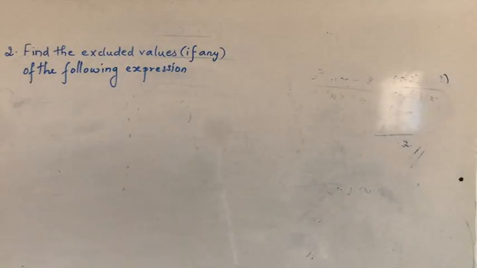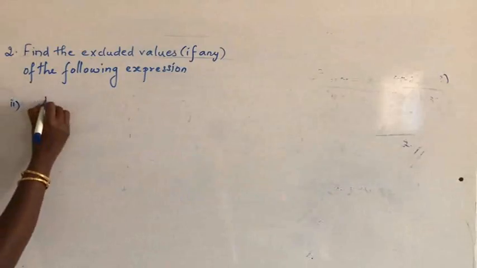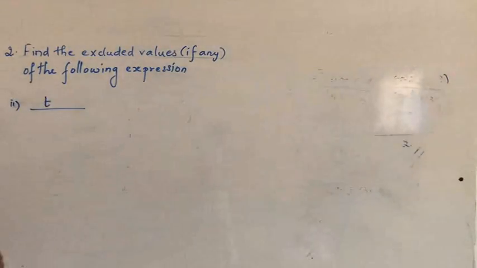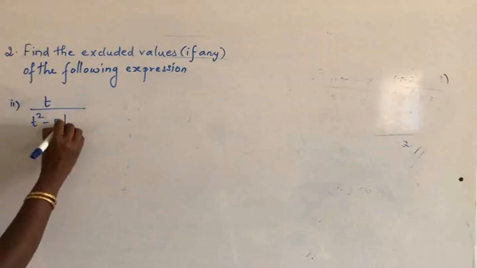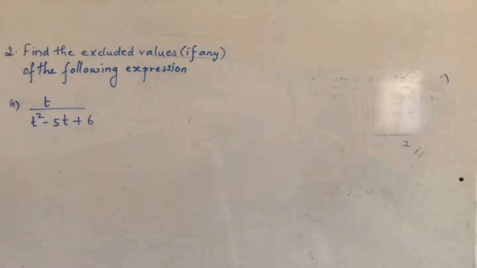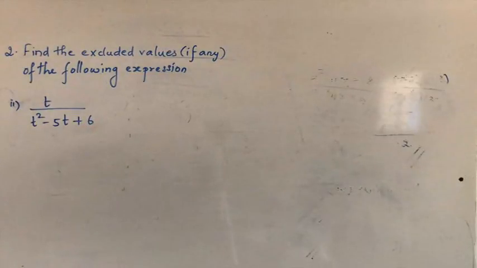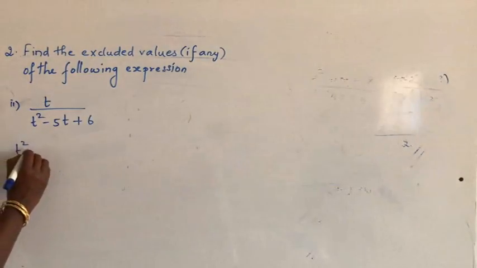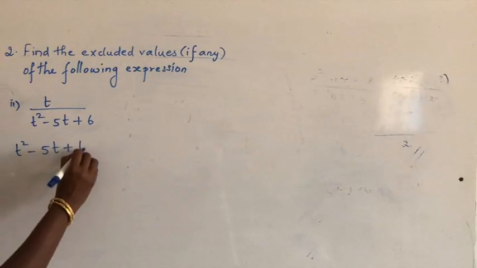The second subpart is t upon t square minus 5t plus 6. Similarly, the way we proceeded with our first sum, the same way we are going to do the second sum. There is no need to make any changes in the numerator since it contains only one variable. Now let's come to the denominator and try to factorize it. The denominator is t square minus 5t plus 6.